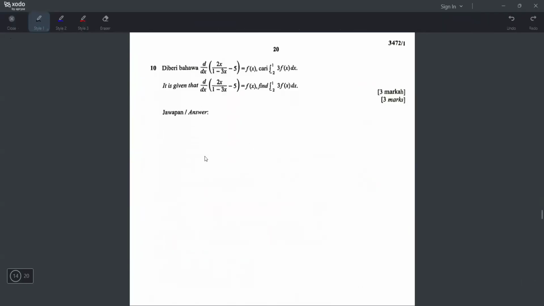Okay, let's do number 10. So this is a differentiation question. It is given that d dx, this one equals to fx, find integrate 3fx. Okay, don't look at what they want first. Don't look at what they want first. Look at the information first.